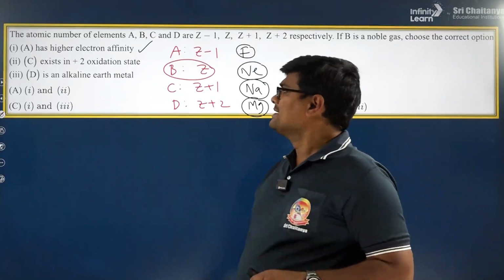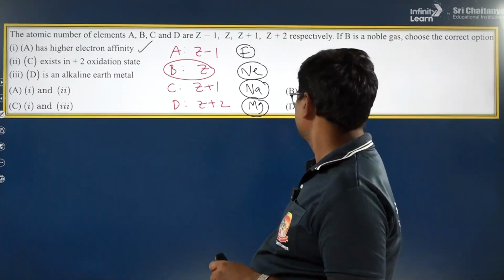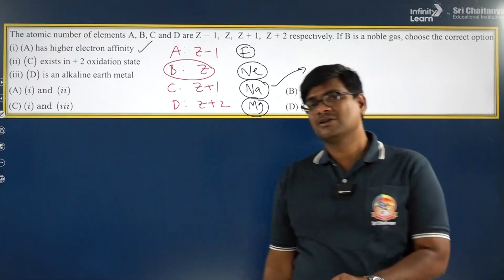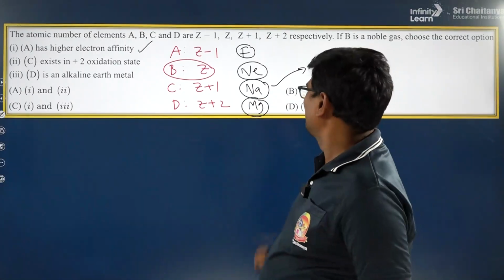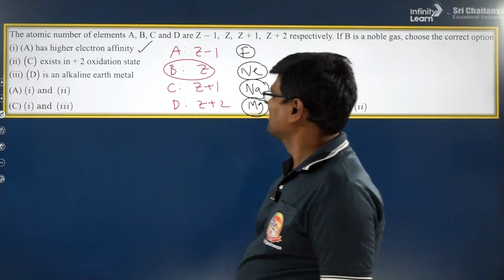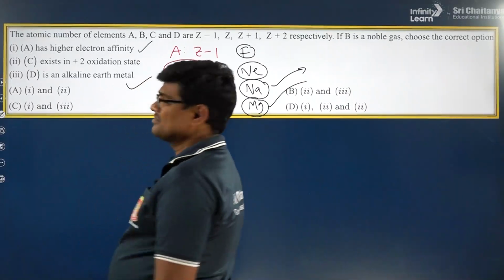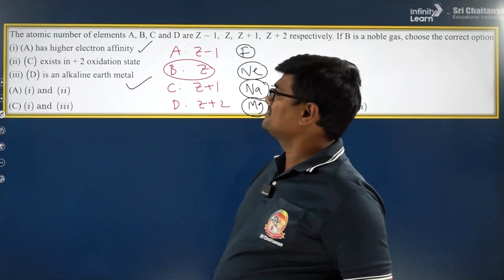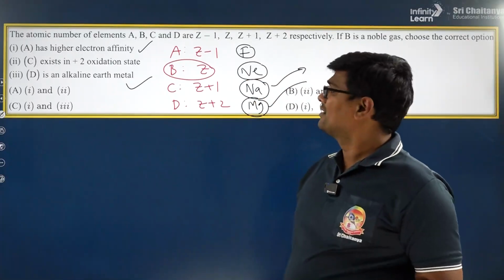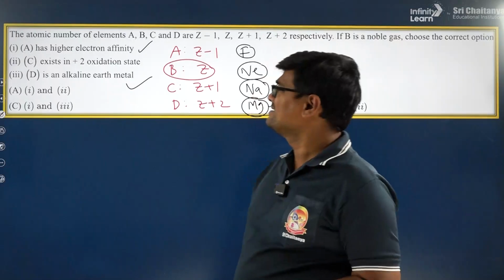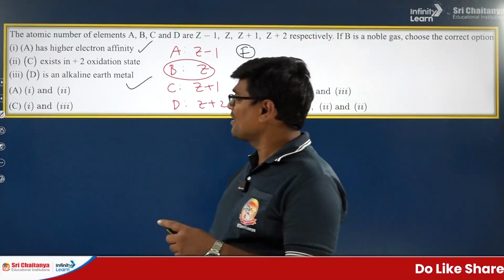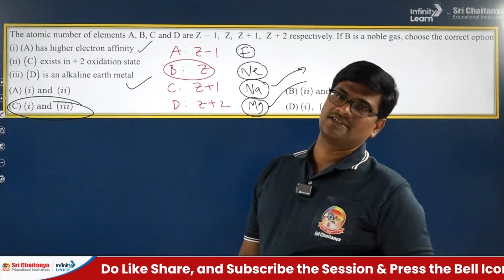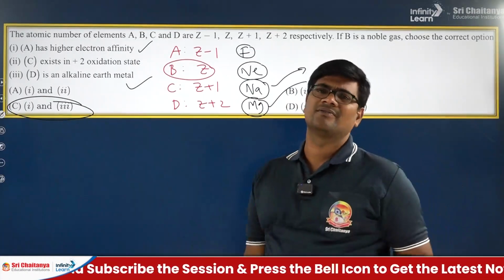Then, statement 2: C exists in +2 oxidation state. What is C here? Sodium. +2 is wrong. Sodium is not showing +2. Sodium shows +1. And D is an alkaline earth metal, magnesium. Right only. So statement 3 is right. Statement 1 is right, A is fluorine, that has high electron affinity. And statement 2, that C exists as +2, is wrong. Therefore, 1 and 3 are right. 1 and 3 are right means the right option is option C. But this is the comparison of the properties.